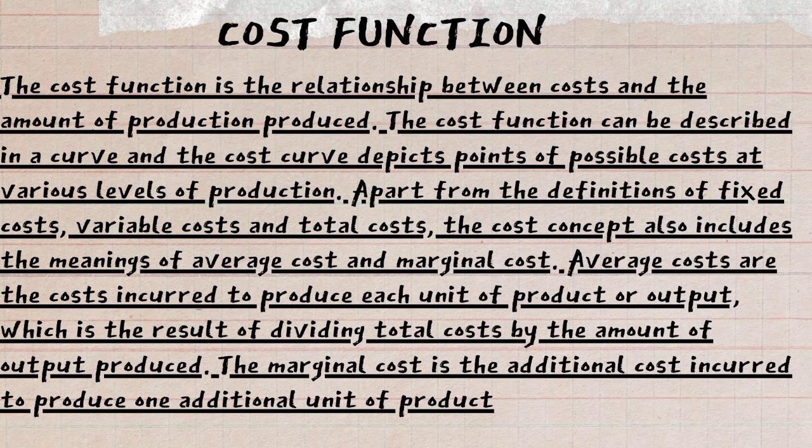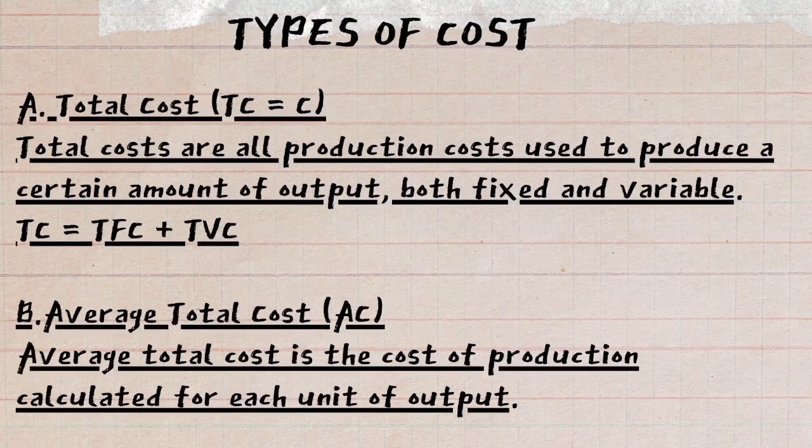levels of production. Apart from the definition of fixed cost, variable cost, and total cost, the cost concept also includes the meanings of average cost and marginal cost. Average costs are the costs incurred to produce each unit of product or output, which is the result of dividing total cost by the amount of output produced. The marginal cost is the additional cost incurred to produce one additional unit of product.